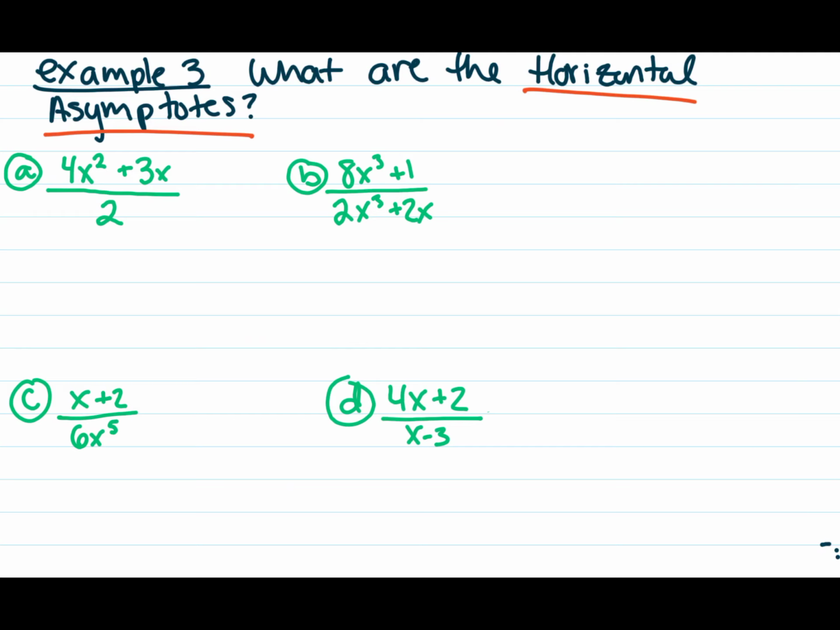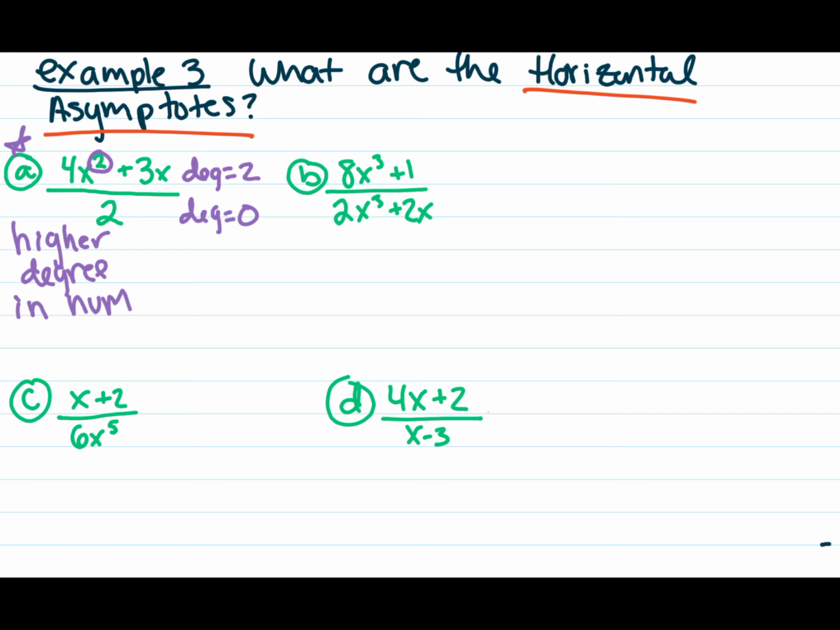Let's look at A first, right here. What is the degree of the numerator? It's 2. What is the degree of the denominator? 0. That's a constant right here. So constants always have a degree of 0. All right, so we have a higher degree, and I recommend writing all this out, the first few examples. Higher degree in the numerator.